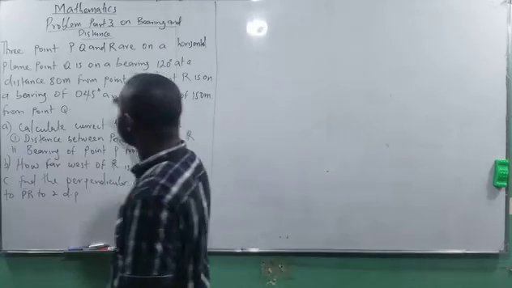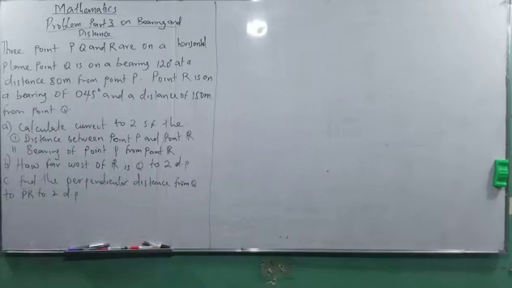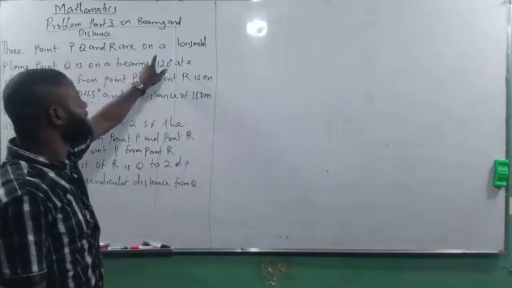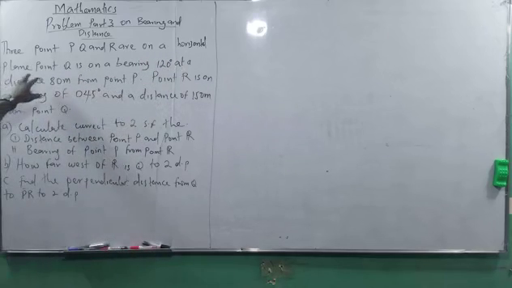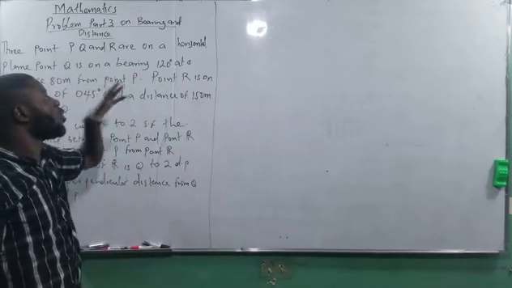Okay, look at this problem. It's a very nice one, but let's see how we are going to work on it. Three points P, Q, and R are on a horizontal plane. Point R is on the bearing of 120.